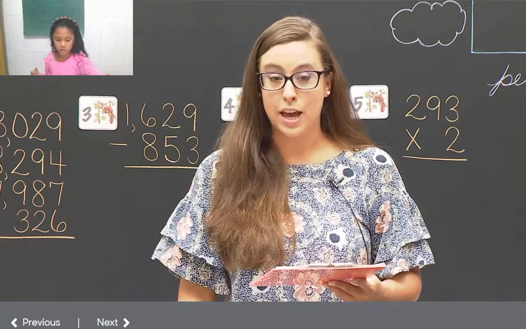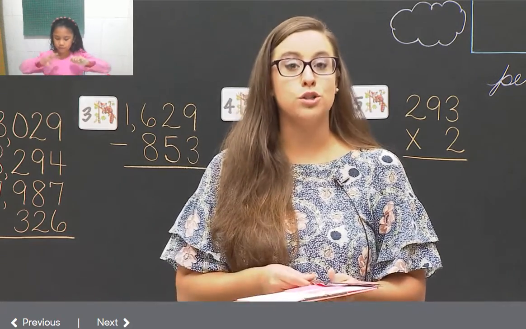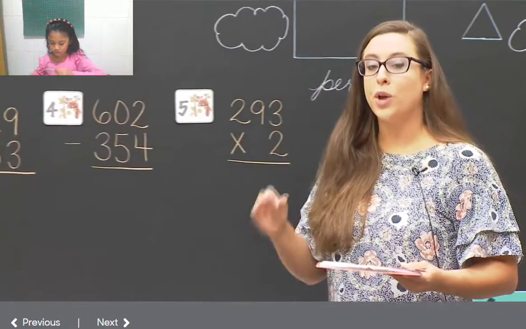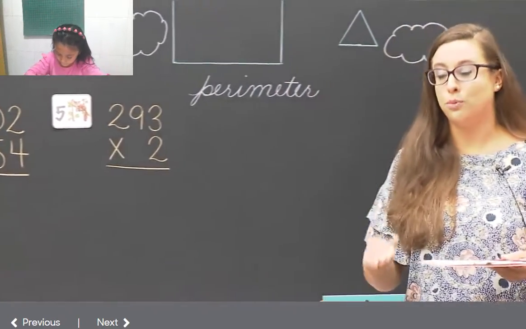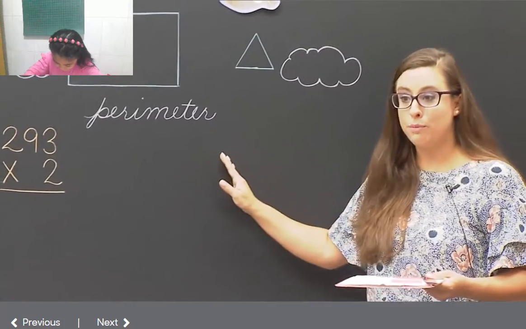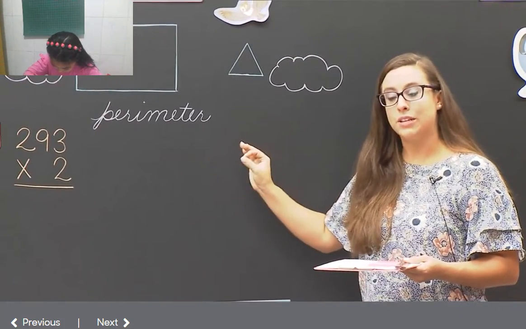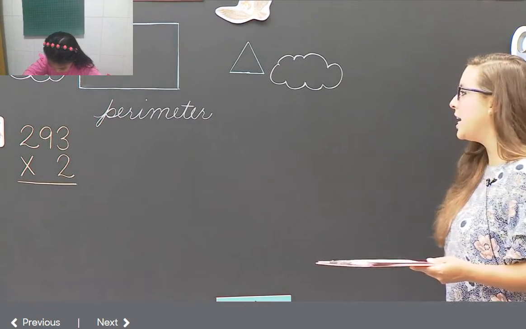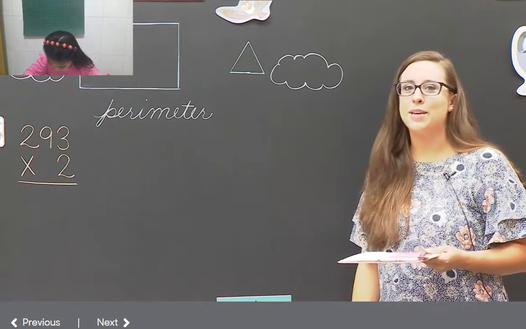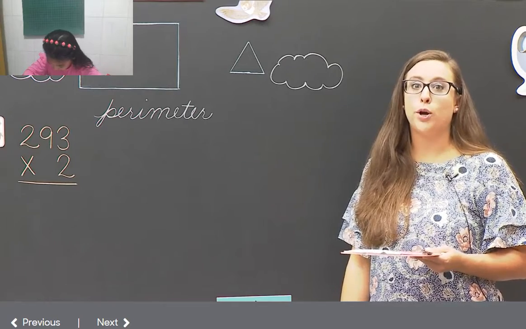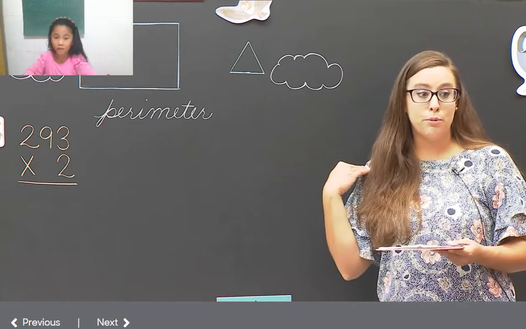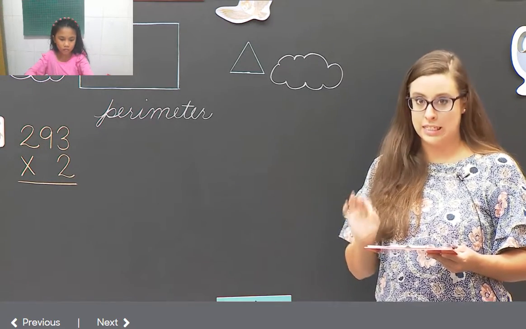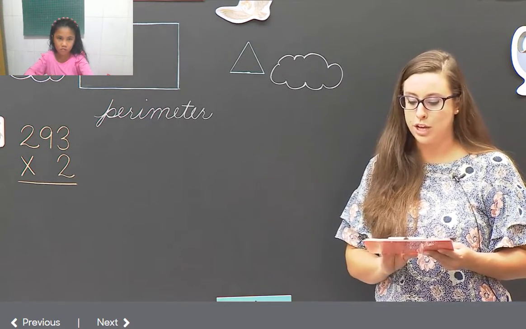Did you hear a word that I kept repeating? One of those words was the word around. When we are looking at perimeter, we are looking at the distance around. Here I have the word perimeter on the board. Let's spell perimeter together. Begin. P-E-R-I-M-E-T-E-R. Perimeter. When I say perimeter, I want you to think distance around an object.